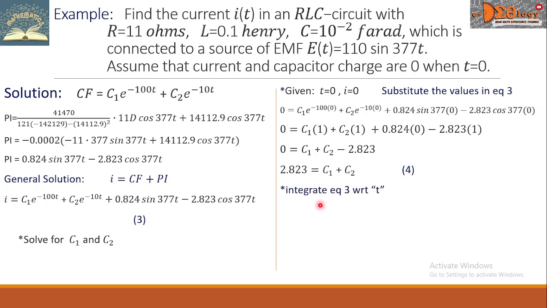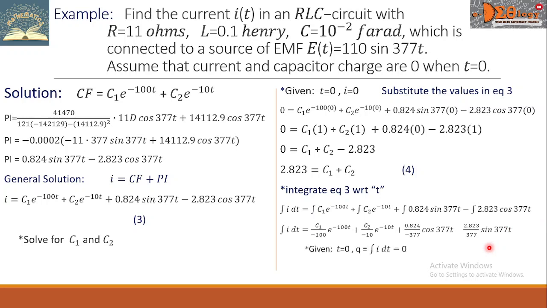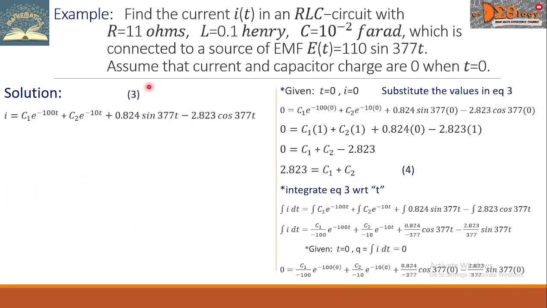Next, let us integrate equation number 3 with respect to t. So it becomes like this. Now, remember that in the given, when t equals 0, the q is equal to the integral of I dt is equal to 0. So when we substitute these values, the equation becomes like this. Let us write again the equation number 3 here. Then we continue simplifying this equation here. The resulting equation becomes like this.